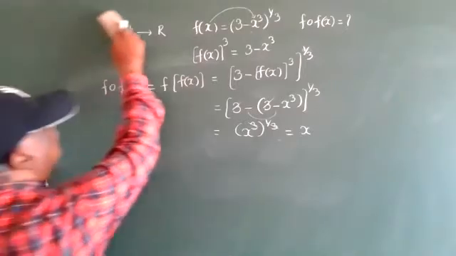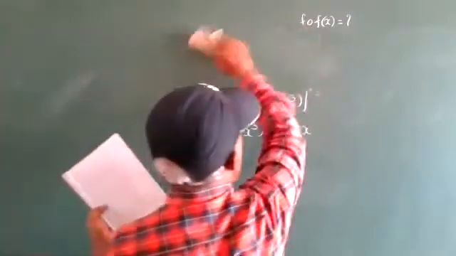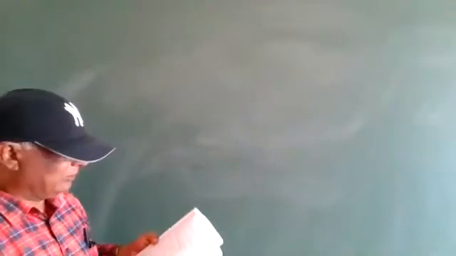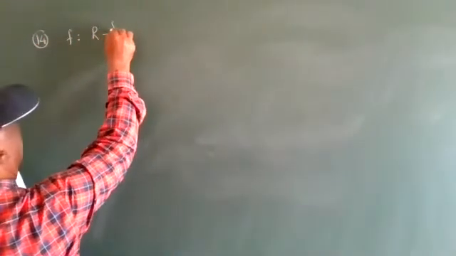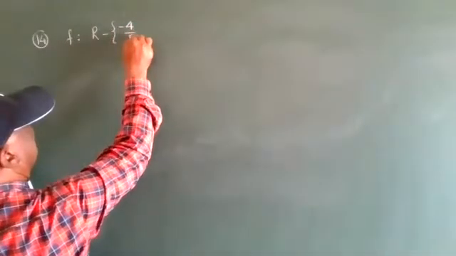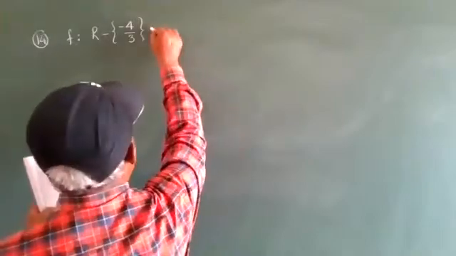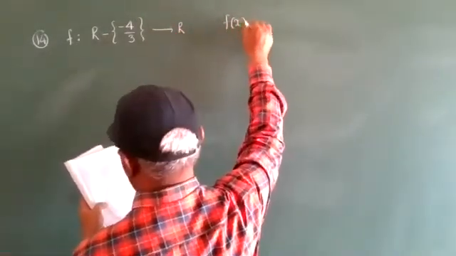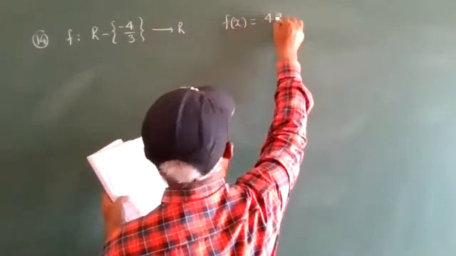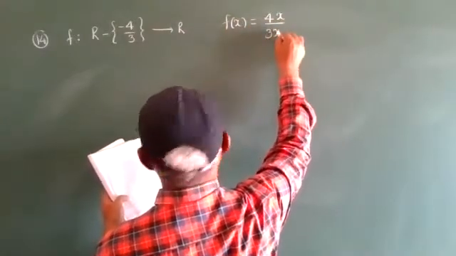Right, everyone see, the 14th problem is: what is the given function? F is a mapping from R minus of minus 4 by 3, in real numbers, to the codomain of real numbers. F of x is defined by 4x by 3x plus 4.